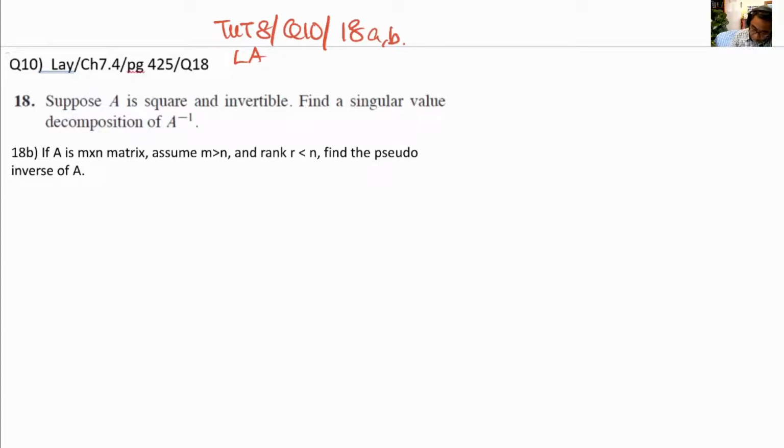This is tutorial 8 linear algebra question 10. We have the original question here, A, and I have added a new question, B. Let's answer this question. A is square and invertible. That means A has A inverse. Find the singular value decomposition of A inverse.